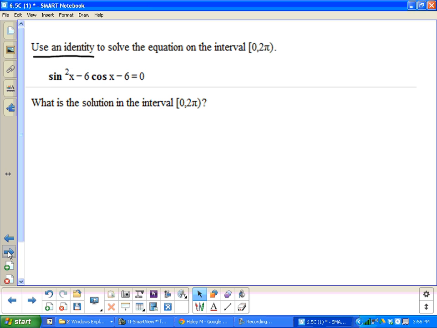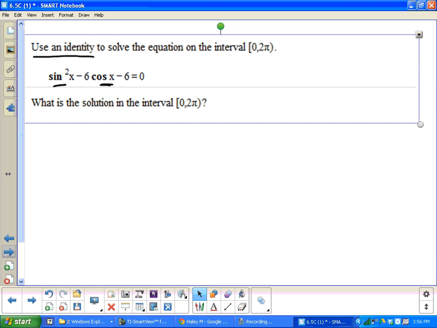Now, here's what we've got to notice on this problem that's going to give away what to use. You have a sine squared and then a cosine x. So you want to try to stay away from having sine and cosine in the equation. What we mean there is we just want to have just sines or just cosines, but not both. So to get around it, since this is sine squared and not just sine, we can use a Pythagorean identity right there.